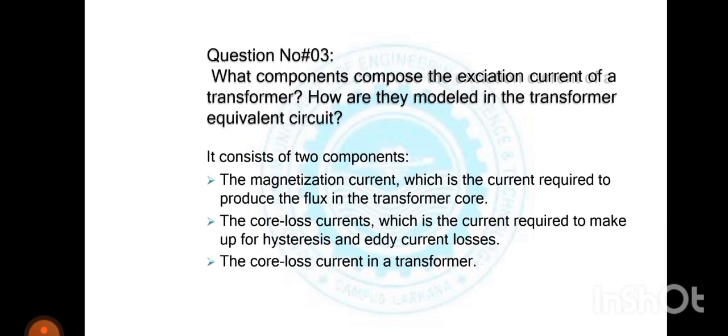Question number 3. What components compose the excitation current of a transformer? How are they modeled in the transformer equivalent circuit? It consists of two components: the magnetization current, which is the current required to produce the flux in the transformer core, and the core loss current, which is the current required to make up for hysteresis and eddy current losses.